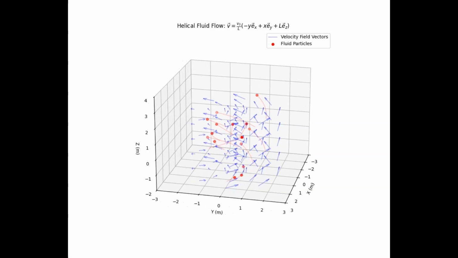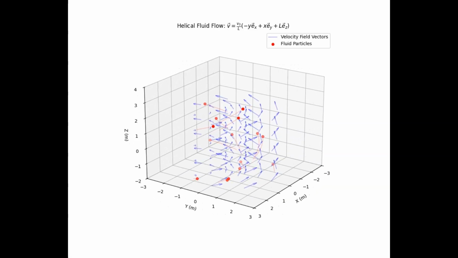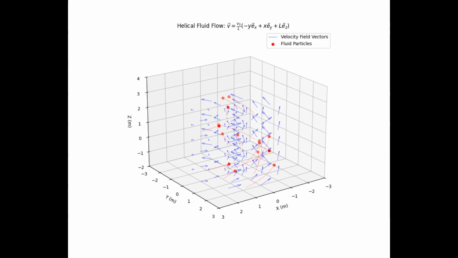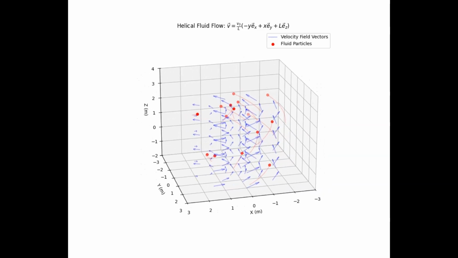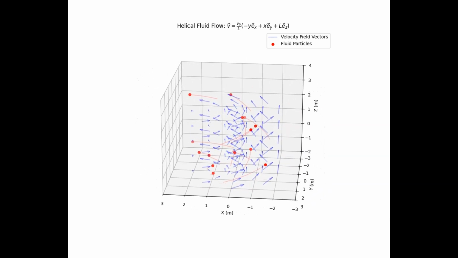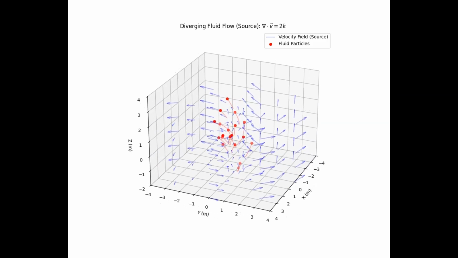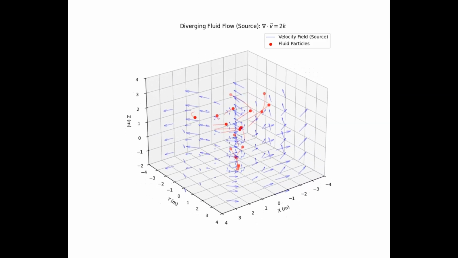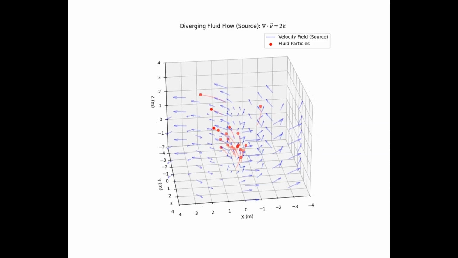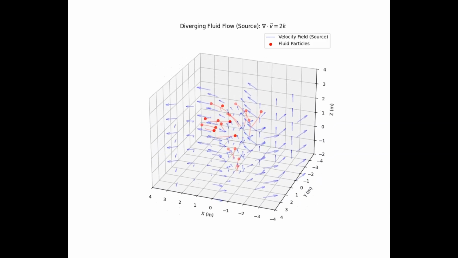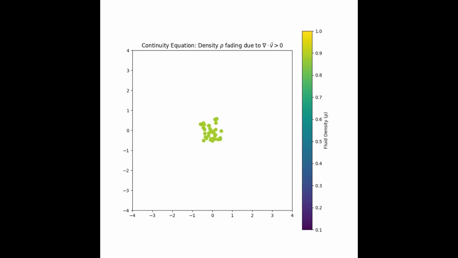Across these 6 demonstrations, we have bridged the gap between vector calculus and physical fluid behavior, focusing on the concepts of flux, density evolution, and vorticity. Our first set of demos validated the divergence theorem, illustrating how zero divergence characterizes incompressible helical flow while a positive divergence indicates a mass source where fluid expands outward.